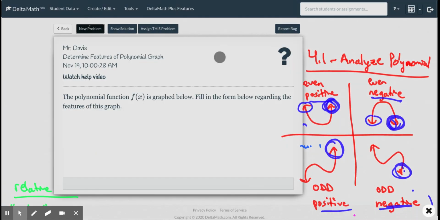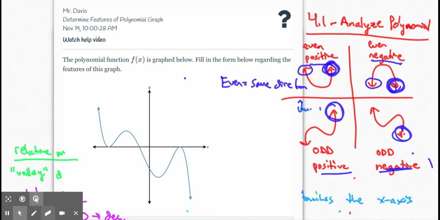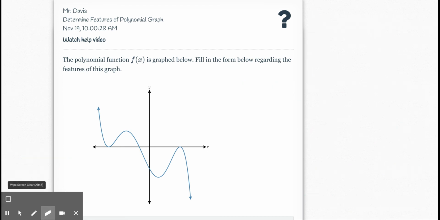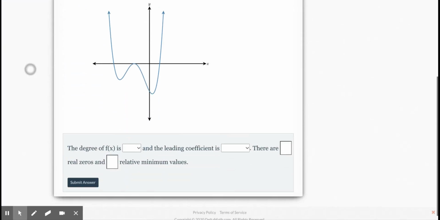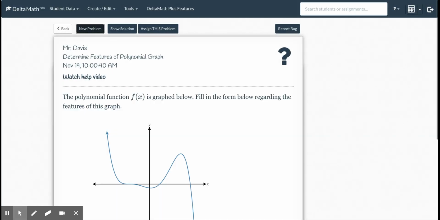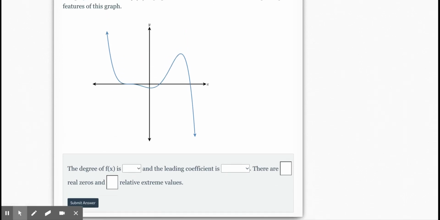All right, let's look for one more. I think there are some problems that ask you the total number of extreme values or something like that. So I want to try to find one of those. There we go. Okay. So this one asks us relative extreme values.